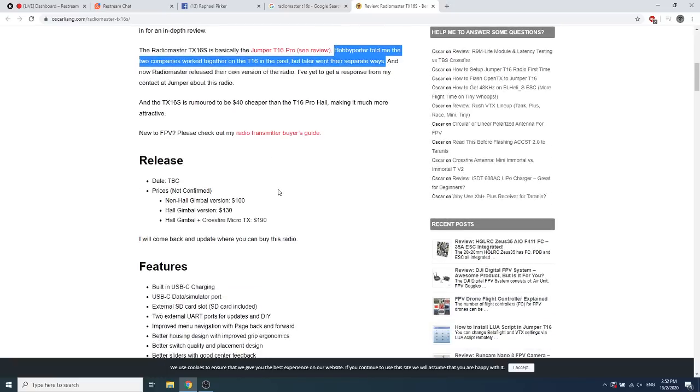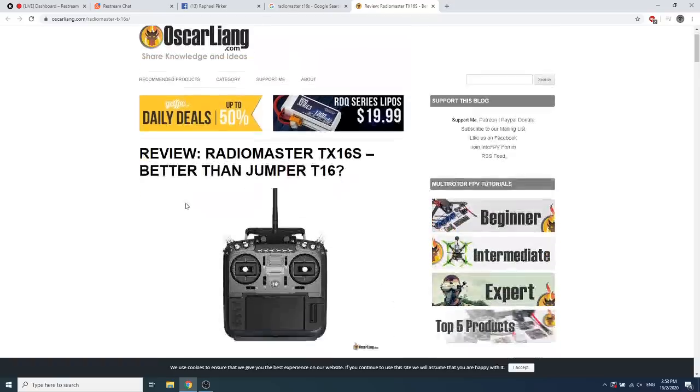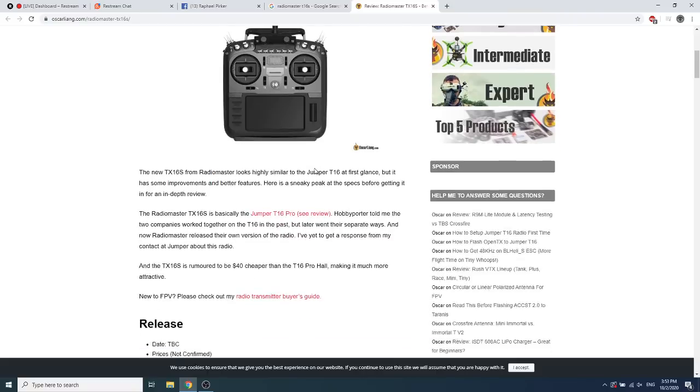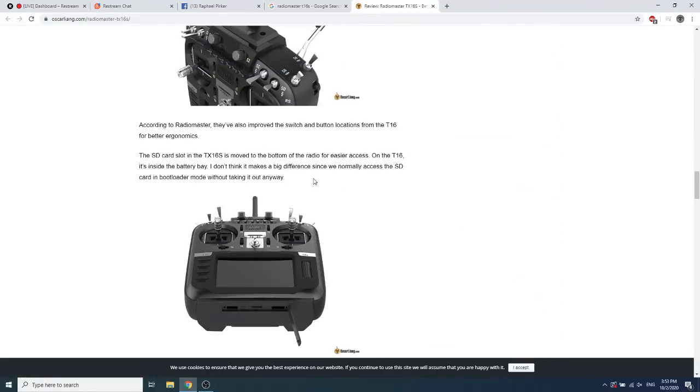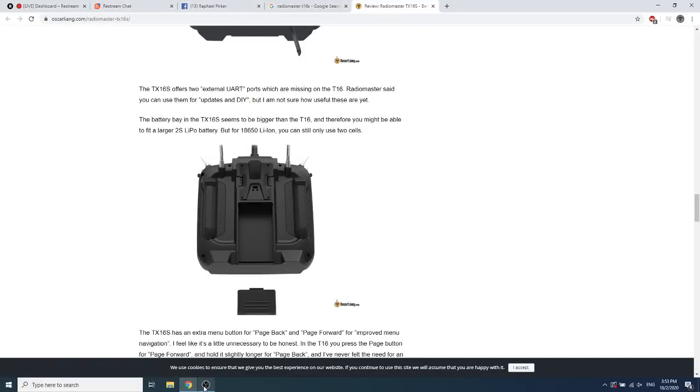Because like, there's a non-Hall gimbal version for $100 bucks. Shit. That's retarded. Especially since like non-Hall gimbals are not that much cheaper to make. So that's basically like they're selling that at cost price. Damn. Because a radio like that costs about $70 to make. Maybe a little cheaper. Yep, okay, that's the T16. So now we switch back. Boom, there we go.